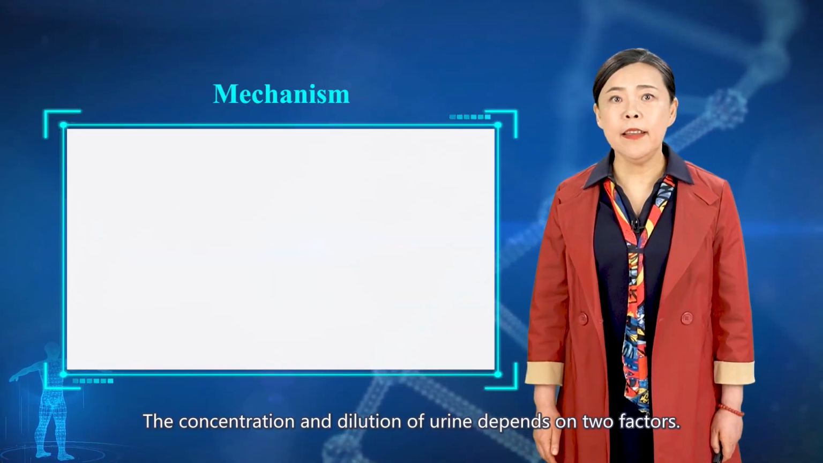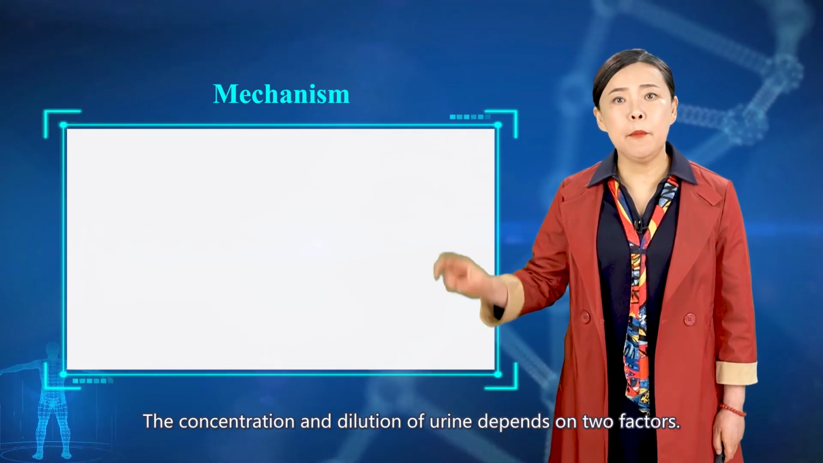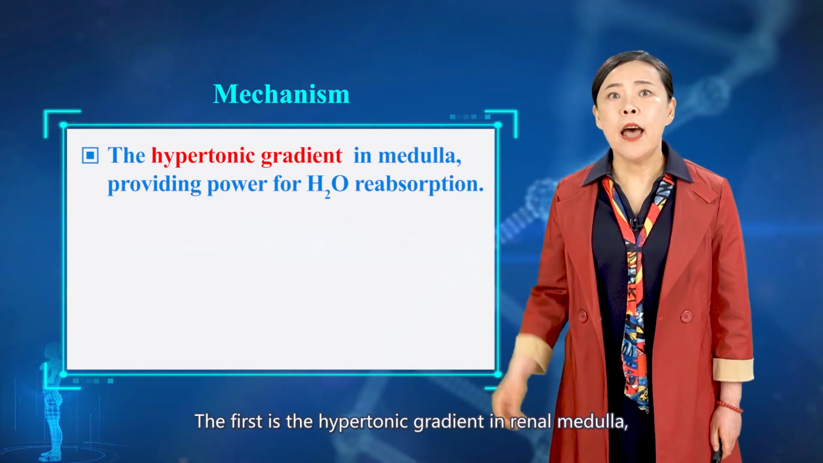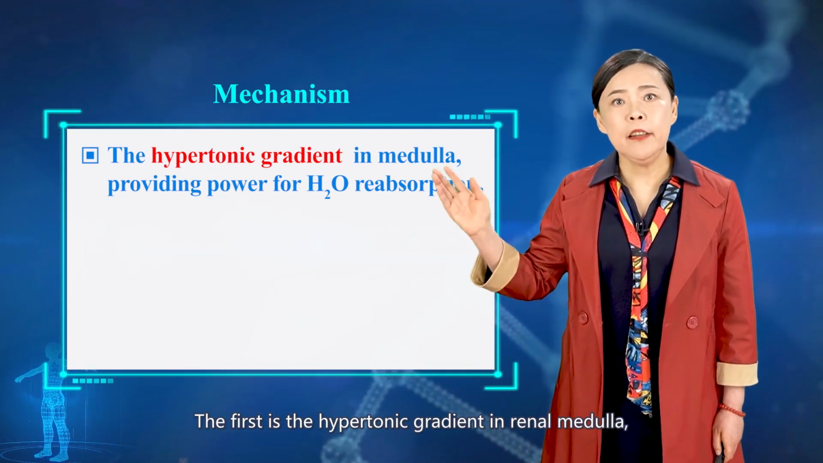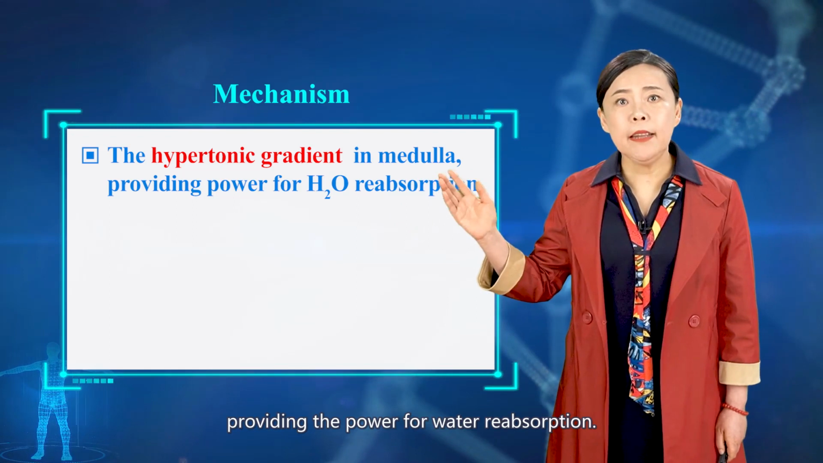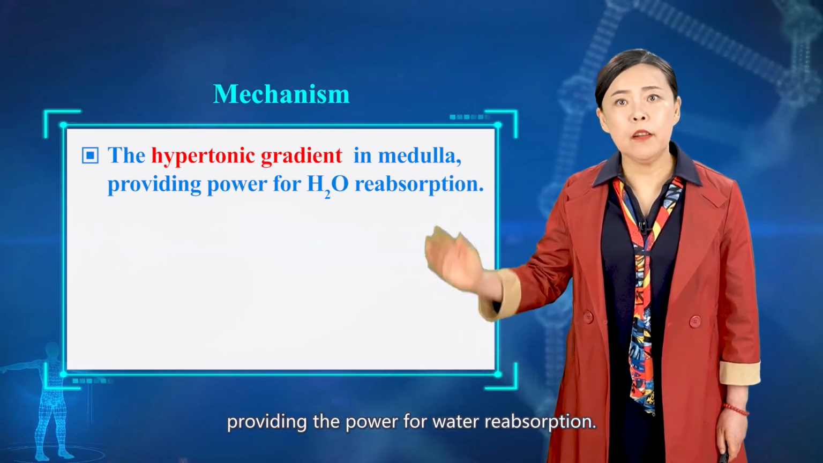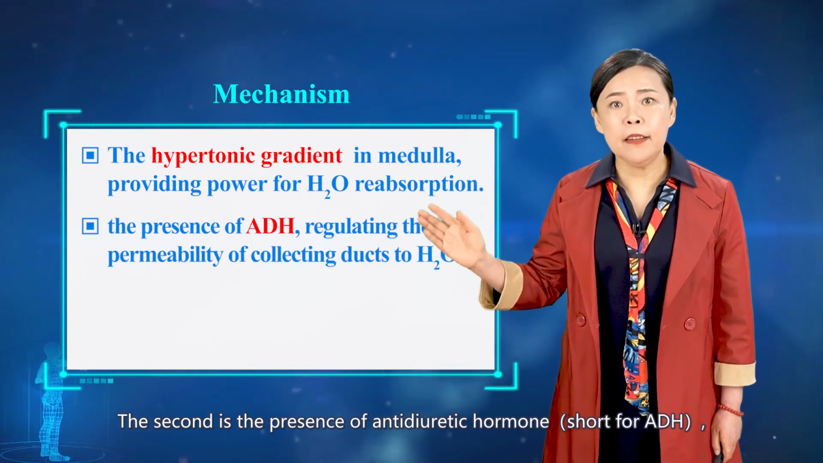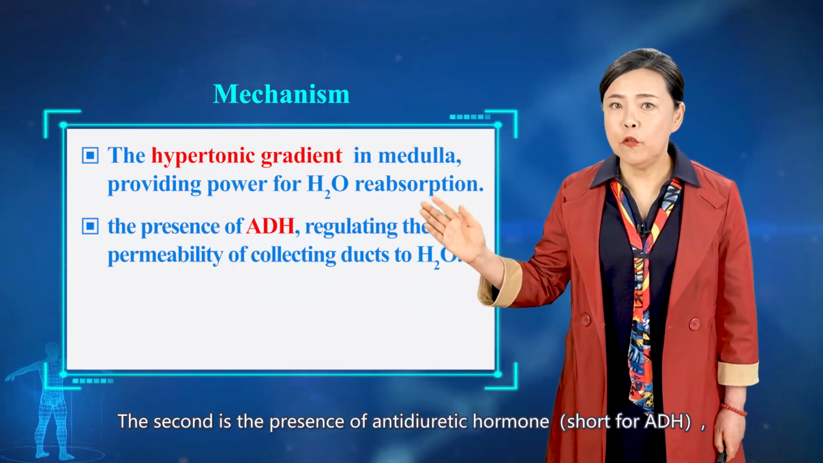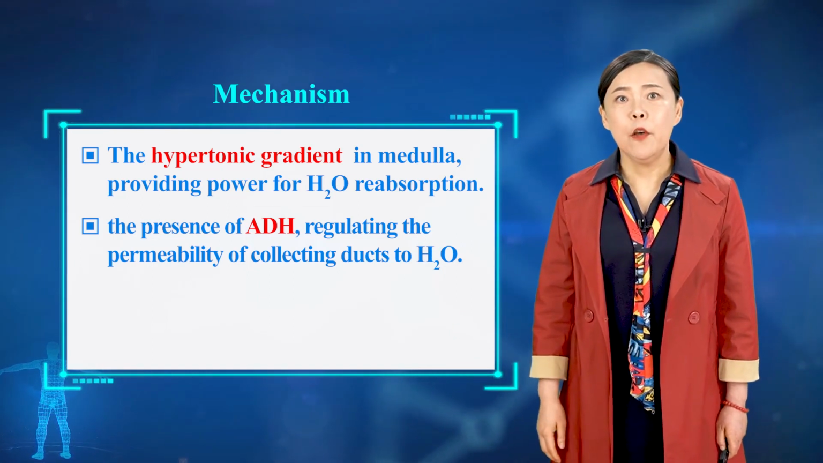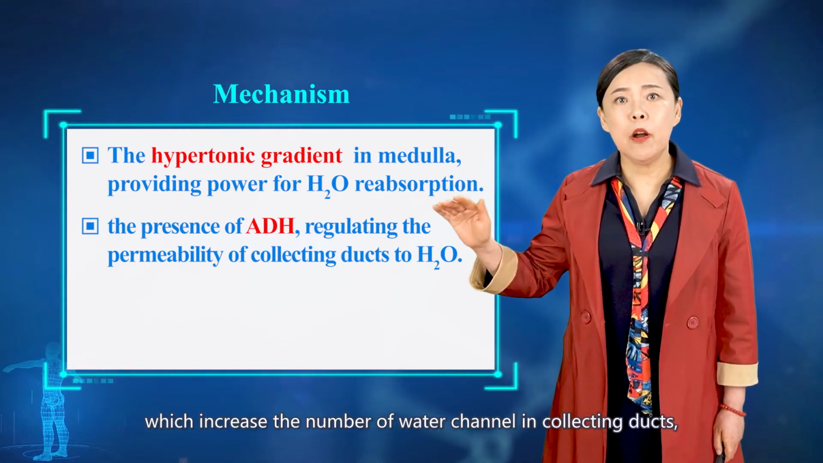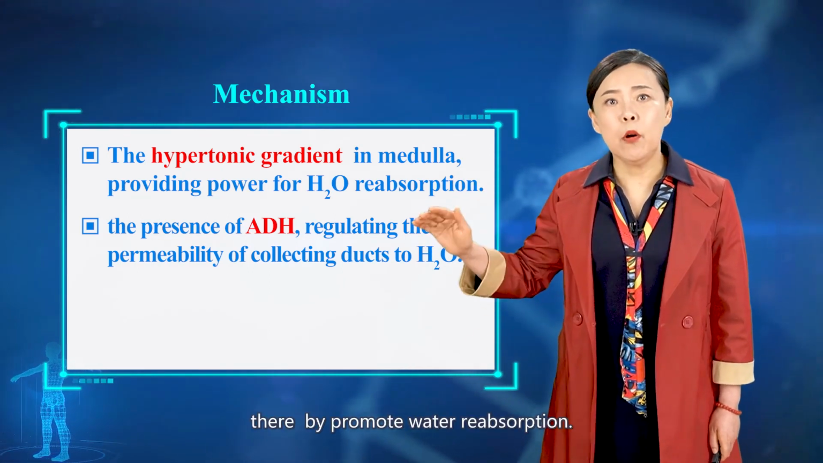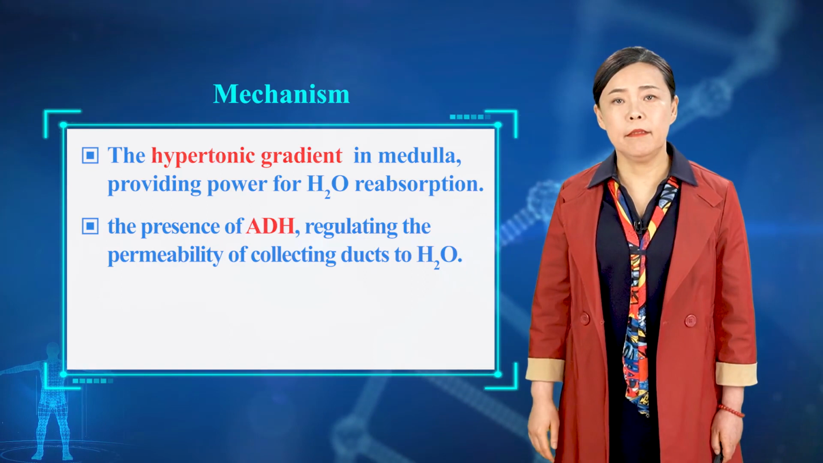The concentration and dilution of urine depends on two factors. The first is the hypertonic gradient in the renal medulla, providing the power for water reabsorption. The second is the presence of antidiuretic hormone, short for ADH, which increases the number of water channels in collecting ducts, thereby promoting water reabsorption.